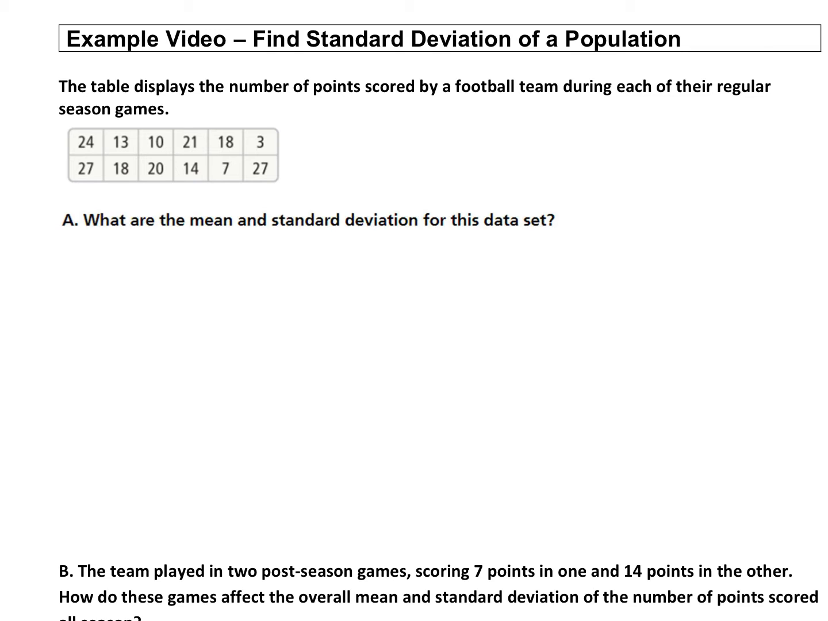If we look at the example, the table displays the number of points scored by a football team during each of their regular season games. So this is all of their games represented. It's not a sample of their games represented. So that's why this is a population versus a sample. So what are the mean and standard deviation for this data set?